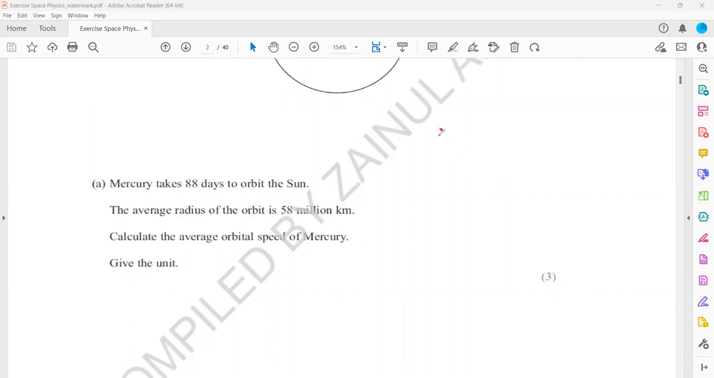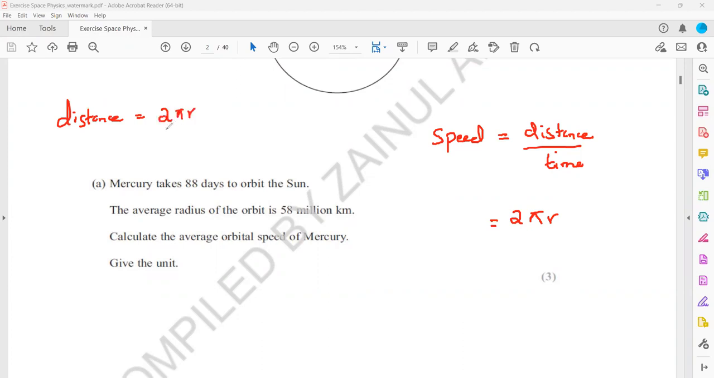we'll use a formula. We have speed equals distance divided by time. So the orbital speed, or speed, is distance divided by time. Whenever an object moves in a circular path, in one complete revolution, the distance traveled is equal to 2 pi r. It's always because the distance traveled is equal to the circumference, which is 2 pi r divided by t.